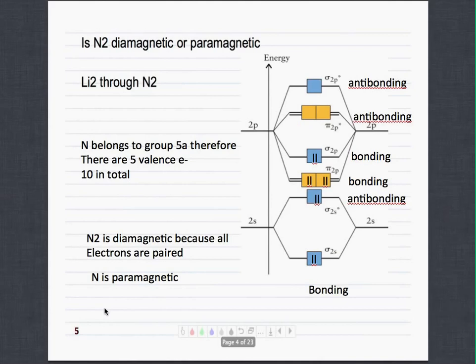Now we need to know the bond order. I know that the Lewis structure of nitrogen gas or liquid is this one. That means the bond order is 3. But this is according to the Lewis structure. So we have to use the bond order equation that we just learned to figure out the bond order of this molecule.